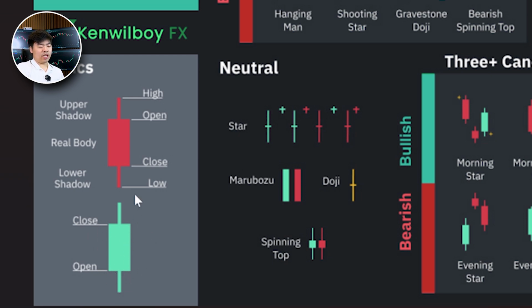And for the wick, it's the same. You don't need to twist it. Both red and green candlesticks are the same. The top edge of the upper wick is the highest price in that period. The bottom edge of the wick is the lowest, and it's the same for the green candlestick. So that's how you read a candlestick.